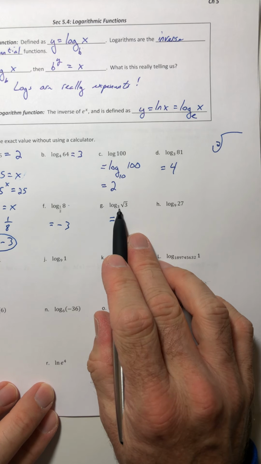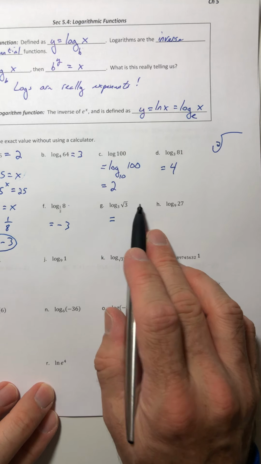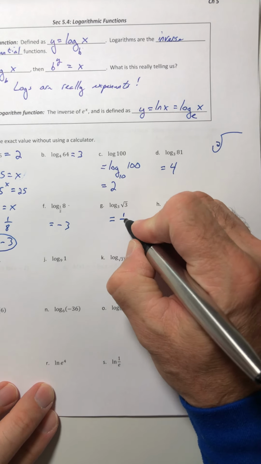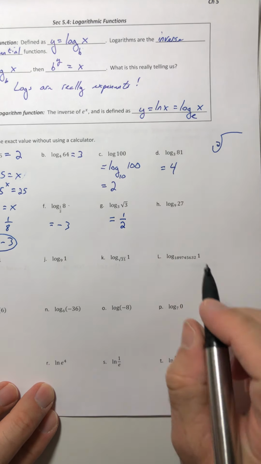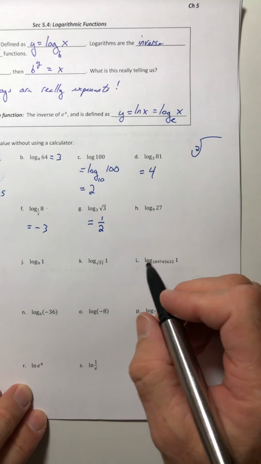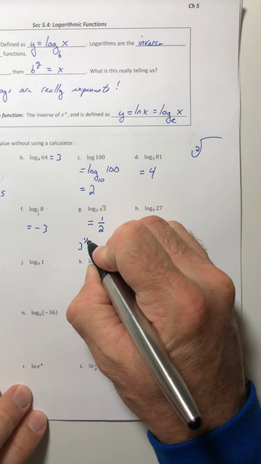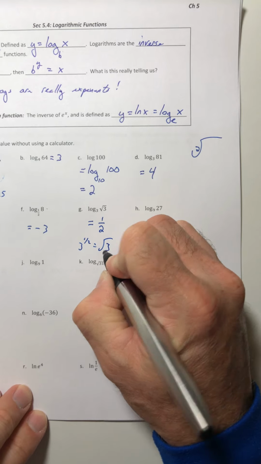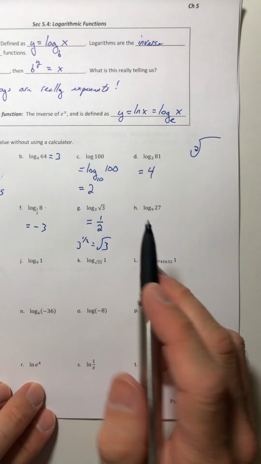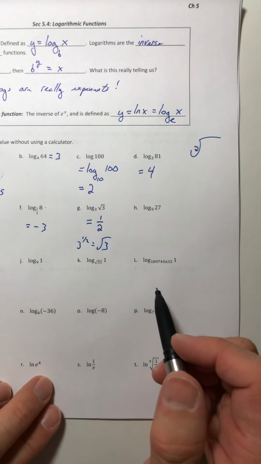All right, example G. What exponent does the 3 need to give you the square root of 3? Well, that would have to be a 1/2, since 3 to the half is equal to the square root of 3. So the radicals are going to involve some sort of a fraction.